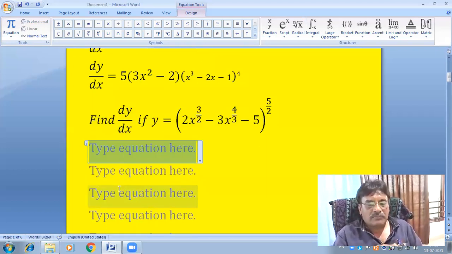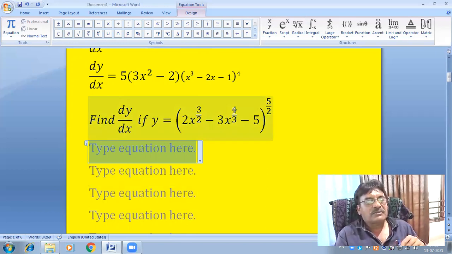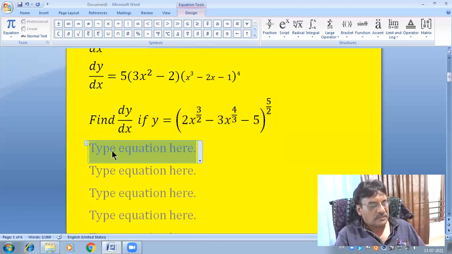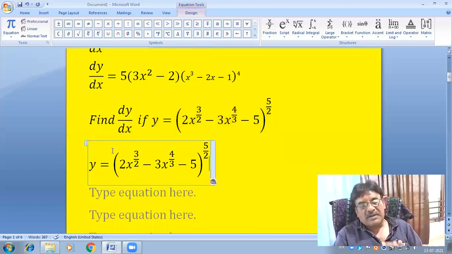Again, we solve one problem. In this problem, we find the derivative of the function y is equal to (2x^(3/2) - 3x^(4/3) - 5)^(5/2). First we write the given function again: y is equal to (2x^(3/2) - 3x^(4/3) - 5)^(5/2).